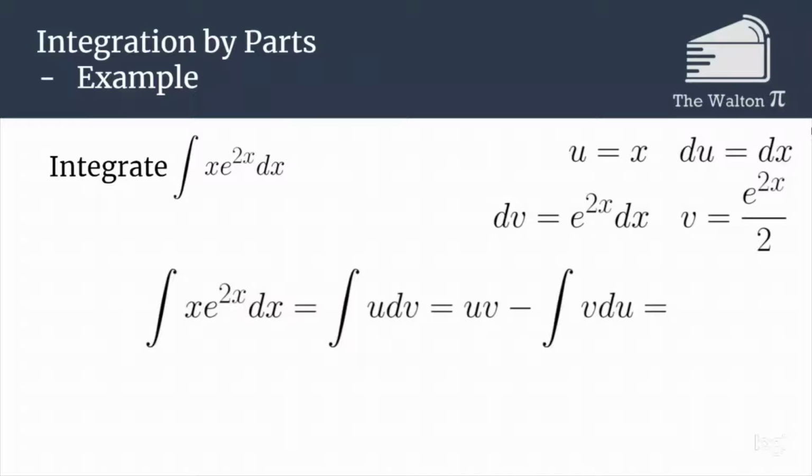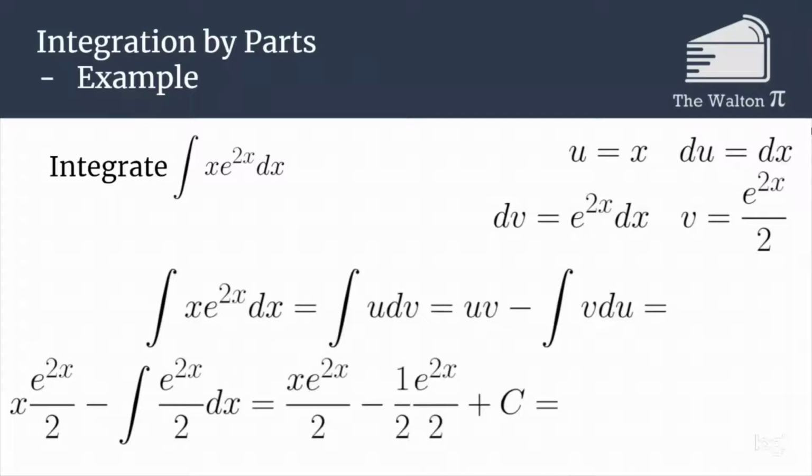We can then plug those into our form uv minus the integral of v du. That gives us x times e to the 2x over 2 minus the integral of e to the 2x over 2 times dx, which is x e to the 2x over 2 minus 1/2 e to the 2x over 2, which can be rewritten as 2x e to the 2x minus e to the 2x, all over 4, plus c. That's how we can use integration by parts in this example.